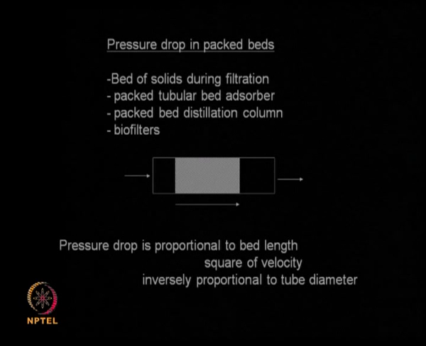Now pressure drop is proportional to many terms like bed length. If the bed length is very large, then your pressure drop is going to be also very large. It will be a function of velocity. So if the velocity is large, pressure drop is large, velocity is low, pressure drop is low. Inversely proportional to tube diameter. If the tube diameter is very large, pressure drop is less. If the tube diameter is very small, pressure drop is high. So small tubes you will encounter higher pressure drops, large diameter tubes the pressure drop is less.